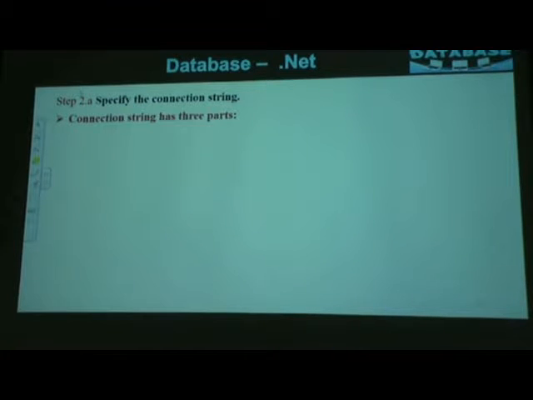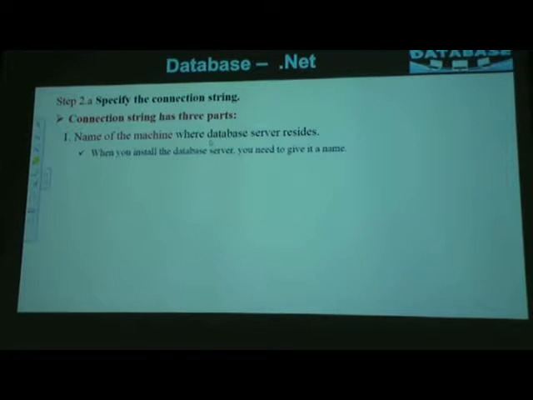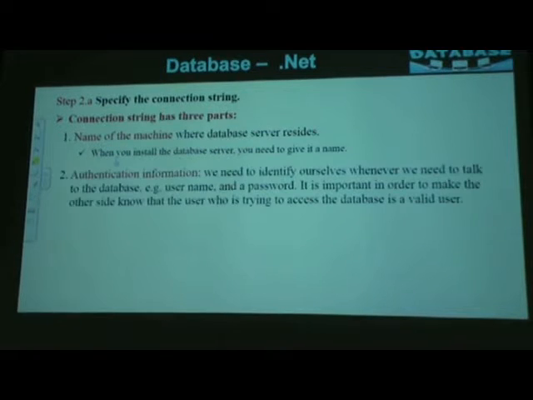So step number two, I will divide it in two parts. First, specify the connection string. We will understand right now what's the concept of connection string. Connection string has three parts. First, name of the machine where database server resides. When you install the database server, you need to give it a name.